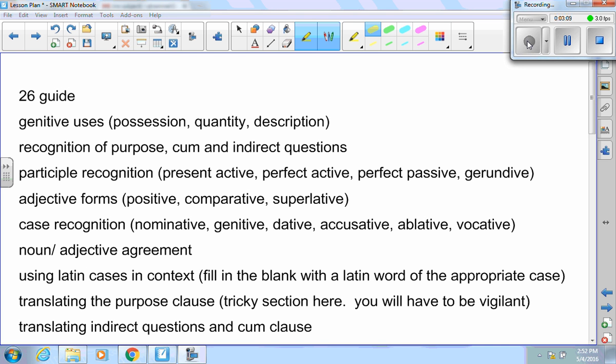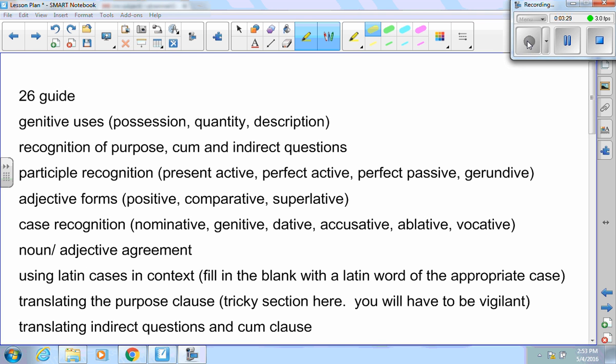Case recognition, again, we do this all the time. I give you a sheet where you had to do the case, the number, and the gender of whatever word that is. You might peek at your entire noun chart to make sure that you're aware of those endings. Noun adjective agreement, we've done that in the past as well, just making sure that you're aware that it's on there. Make sure it agrees in case, number, and gender.